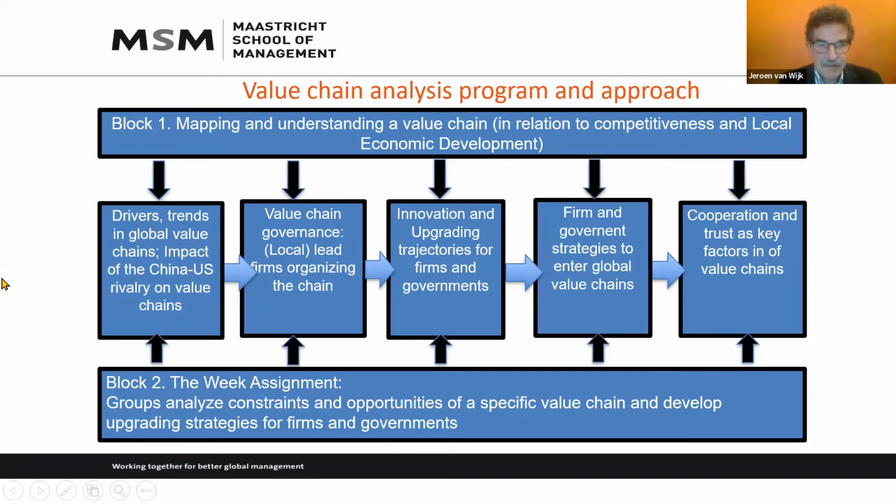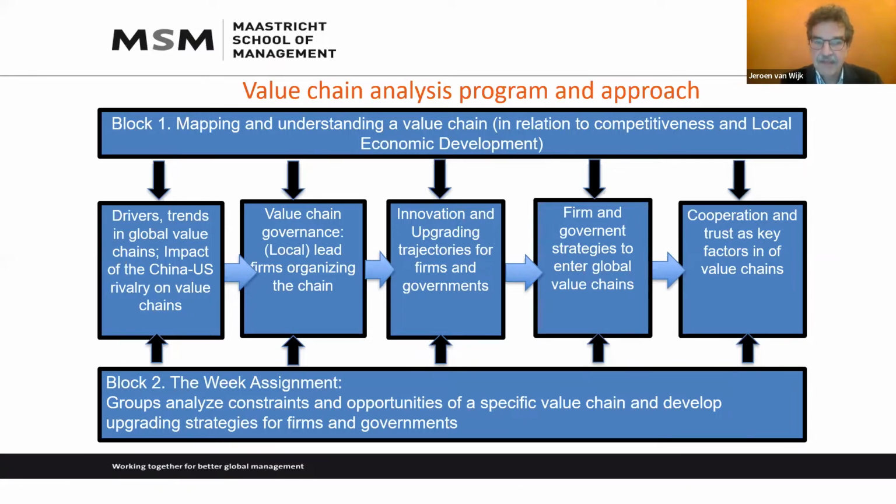These five blocks are the topics that we discuss: the drivers and trends in global value chains, and especially also the impact that the China-US rivalry has on value chains. We talk about value chain governance. Governance is a central term in value chain analysis. That means what are the roles of the lead firms in the chain, or the local lead firms, to organize the value chain.